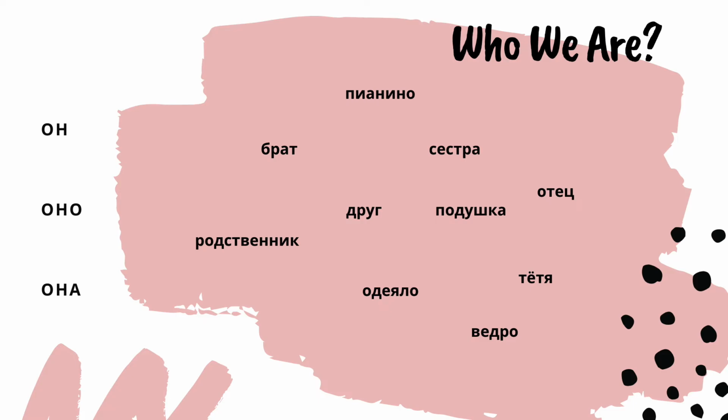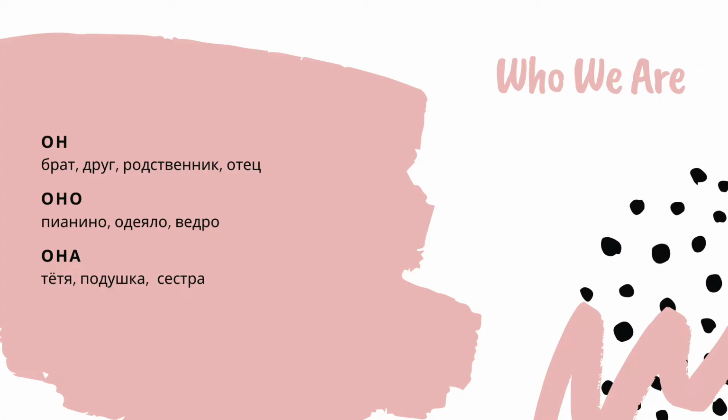And here is a little task for you. Put it on pause, and you need to sort all these words according to their gender. We already learned their genders. Remember? Он: everything that ends with a consonant or й, and sometimes the soft sign. Она: always а or я, or the soft sign. Оно: о or е. Well done! I'm sure you were able to get it right, and here's the answer. Он брат, он друг, он родственник, он отец. Оно пианино, оно одеяло, оно ведро. Она тетя, она подушка, она сестра.